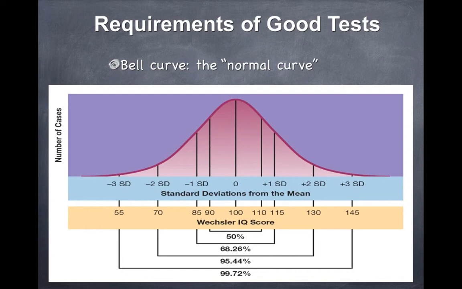So, requirements of a good test, we can also look at the bell curve. The bell curve is a normal standardized curve. The majority of scores will cluster around the mean, around the middle. The further away from the mean scores, the fewer there are, and so it dissipates the further away you go. Less than 2% are classified as either geniuses or mentally handicapped.